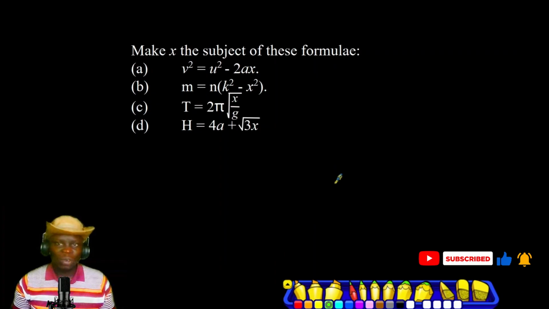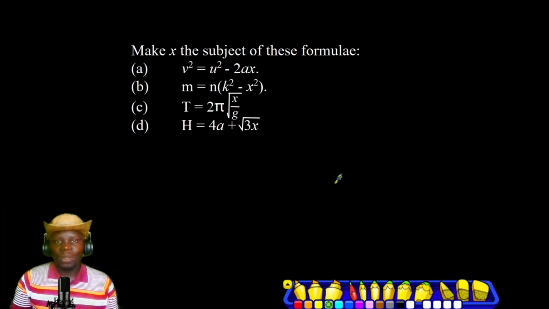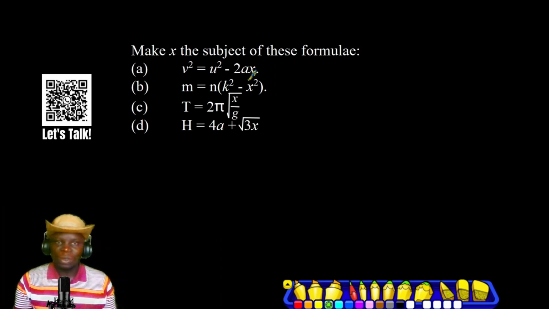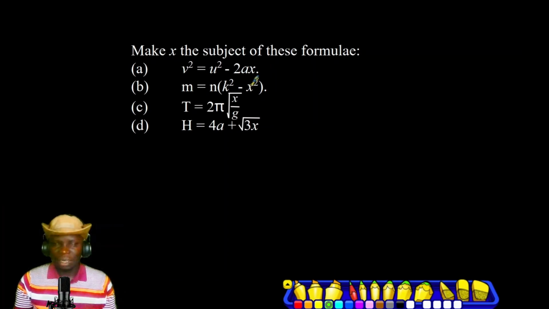So let's dive into the video and take a look at these 4 different simple equations. First one, we have v squared equals u squared minus 2ax. For students who do physics, you must know exactly which equation this one is. This is the equation of motion, the third equation, and we're making x the subject. So let's move on and start doing our solution here.